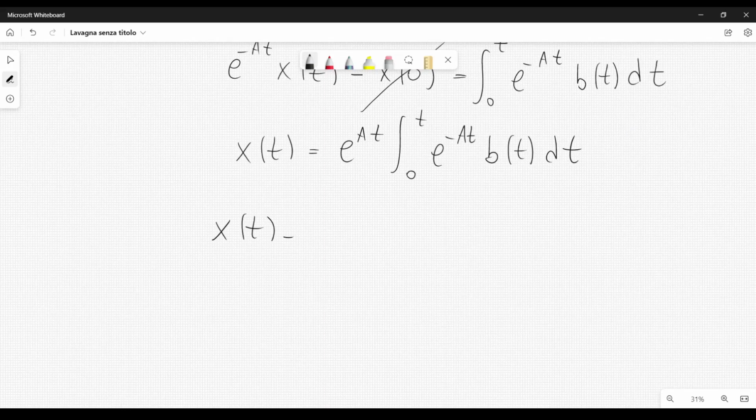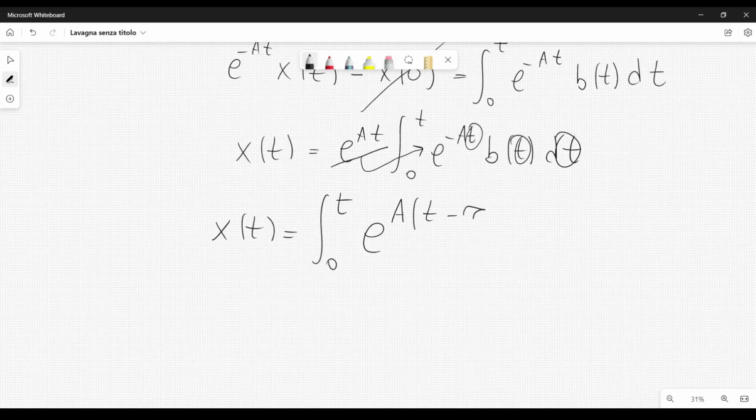x of t equal to the integral from 0 to t. Then let's change the name of this variable inside the integral, because otherwise we might get confused. Let's call it tau. And let's put this e to the at inside the integral. So we have e to the a(t minus tau) b of tau d tau. We can rewrite it like this.